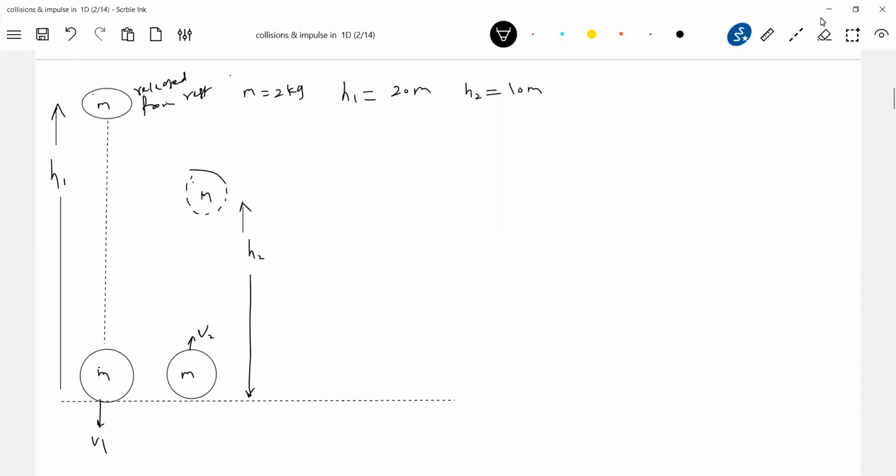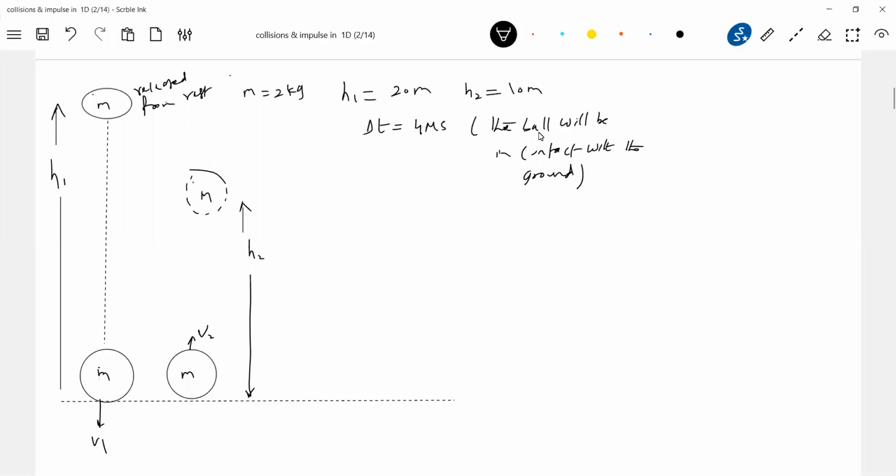Now it will come and collide, and let it be in contact, the contact time. Let me put it 4 microseconds. So let it be in contact for 4 microseconds. So what is delta t? The ball will be in contact with the ground.